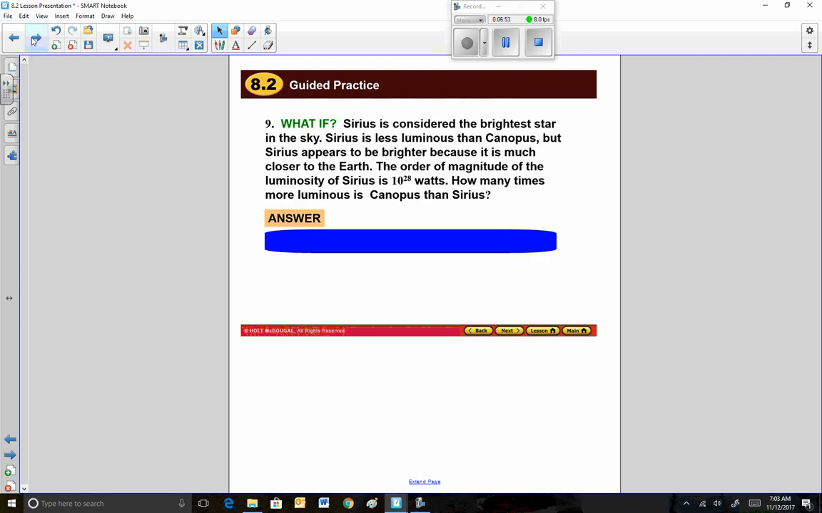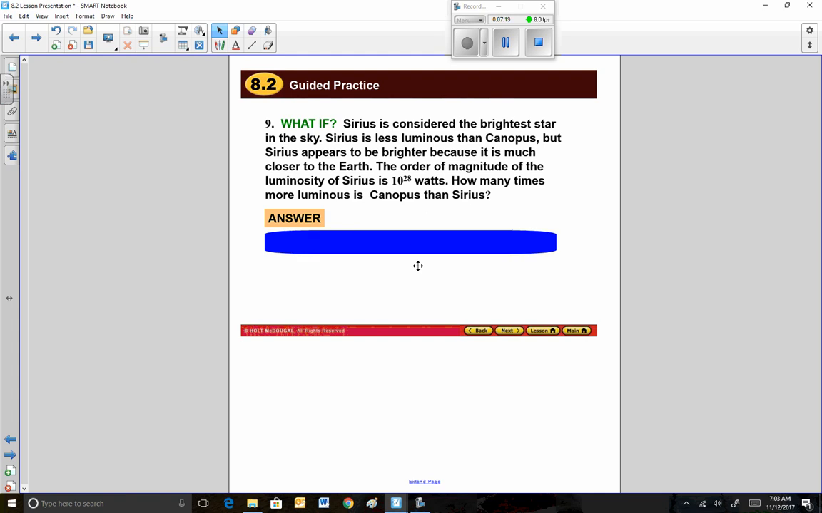Sirius is considered the brightest star in the sky. Sirius is less luminous than Canopus, but Sirius appears to be brighter because it is much closer to the Earth. The order of magnitude of luminosity of Sirius is 10 to the 28th watts. How many times more luminous is Canopus than Sirius? Pause your video and give it a try.